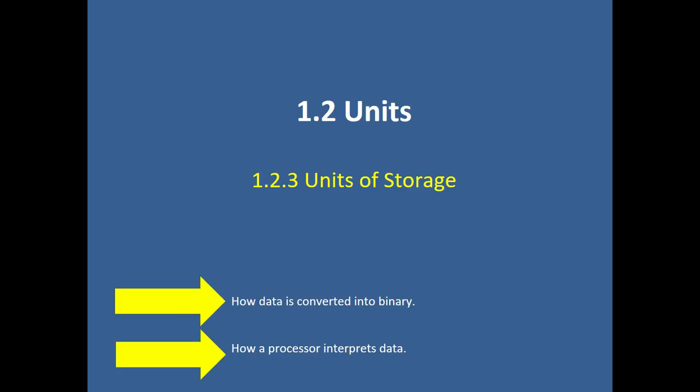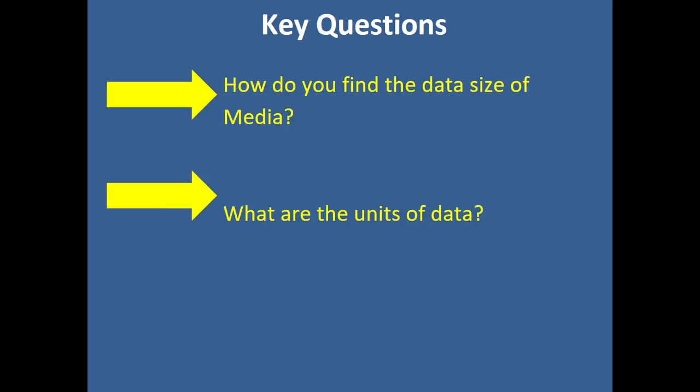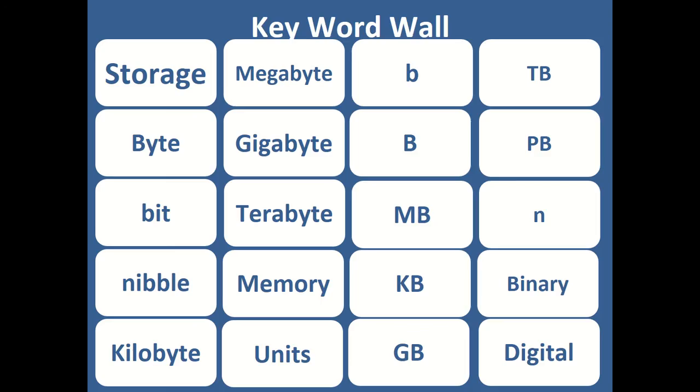This is lesson 3 of 1.2.3 units of storage. How do we convert data into binary and how a processor actually interprets the data. Today we're going to be thinking about some of the key words such as digital.